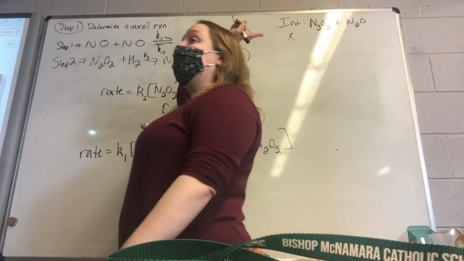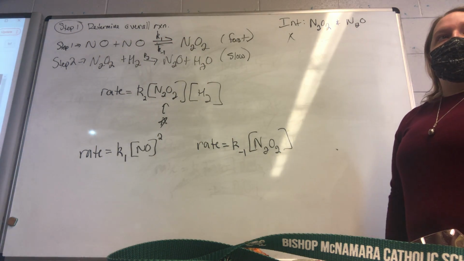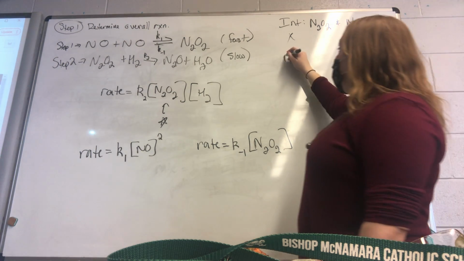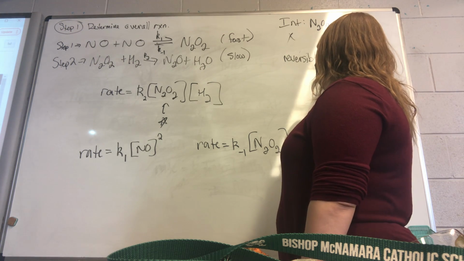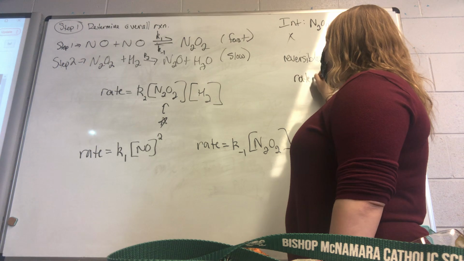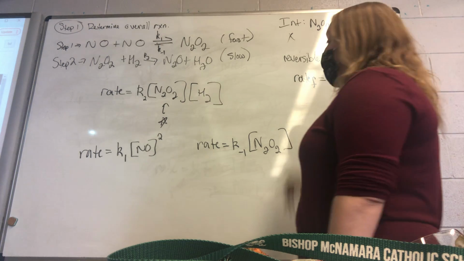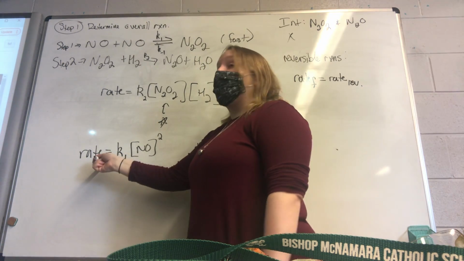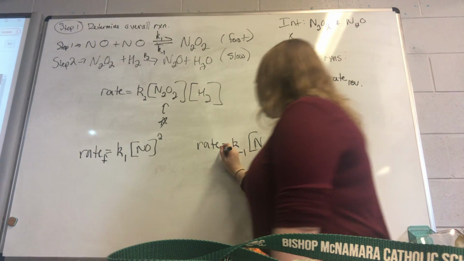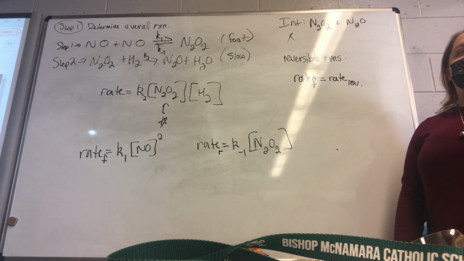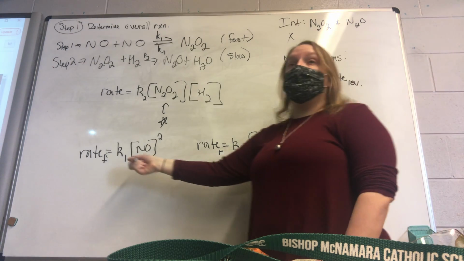If I go forward, this is my rate law. If I go backward, this is my rate law. With reversible reactions, one of the things we learned yesterday is that the rate of the forward reaction has to equal the rate of the reverse reaction. So this was my forward reaction, right? This was my reverse reaction, right? I just said that these have to be equal. So can I set these equal? I can.